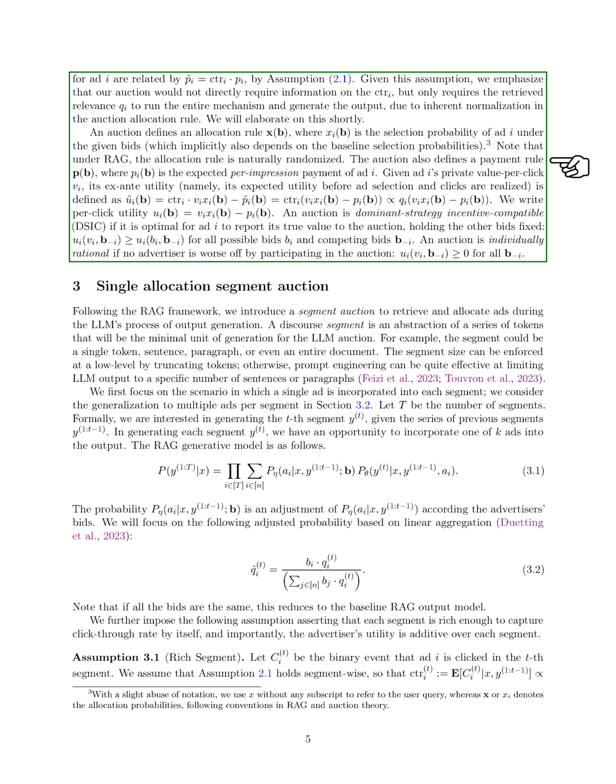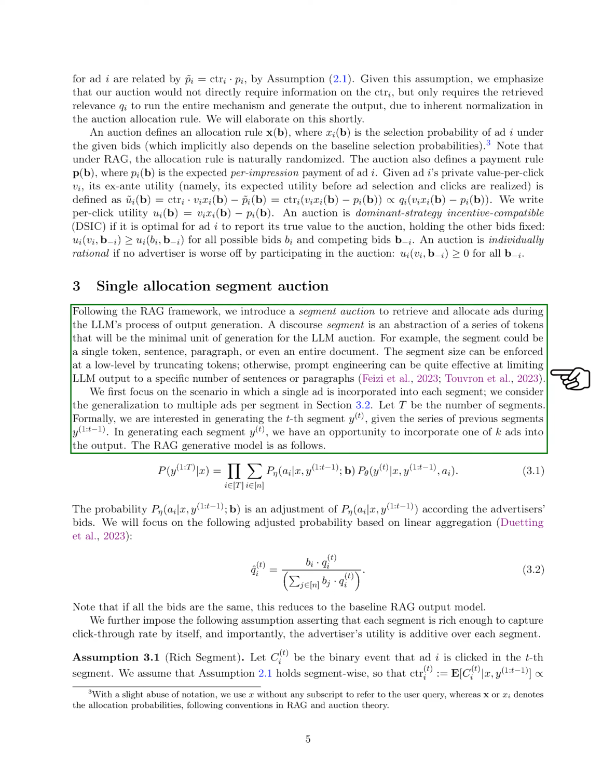Section: Single Allocation Segment Auction. In this section, we introduce a segment auction within the RAG framework to manage ads during the LLM's output generation process. A discourse segment represents a group of tokens and serves as the smallest unit for the LLM auction. The segment size can be controlled by truncating tokens or prompt engineering. Initially, we focus on a scenario where one ad is included in each segment.